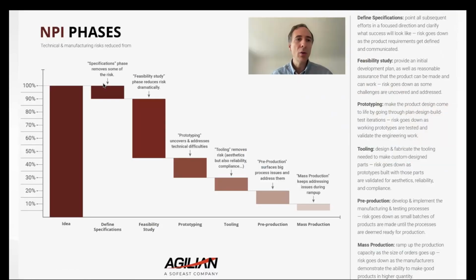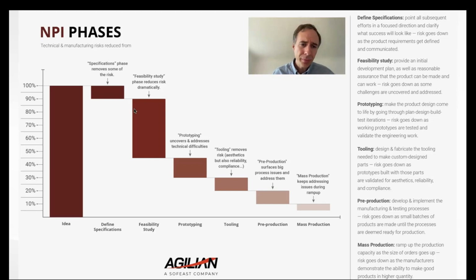Now, how does the NPI process actually reduce the risk? I think that's the most important thing to understand about the NPI process is that you start with an idea, and an idea is 100% of the risk, right? Risk is still 100%. Then you remove some of the risk by documenting the product requirements, making them as specific as possible. And what you do is you actually give clarity to the product development team so that they don't go in their own different directions and so on. And just by asking yourself a lot of questions, you can already foresee some risks and avoid them.